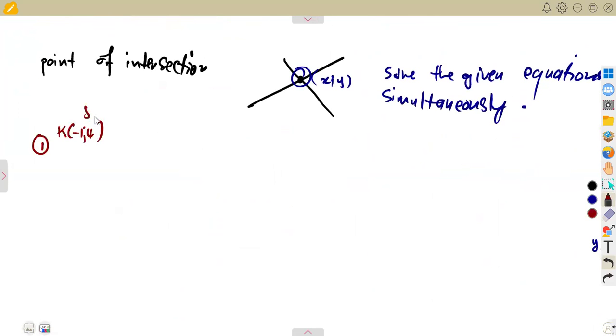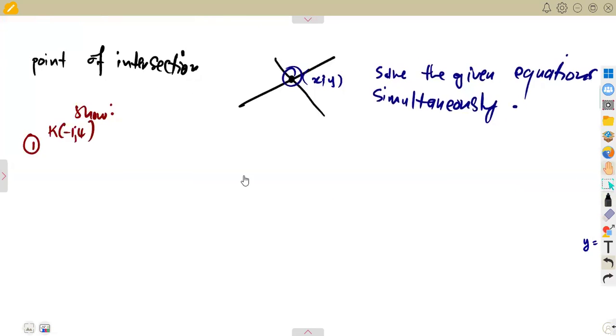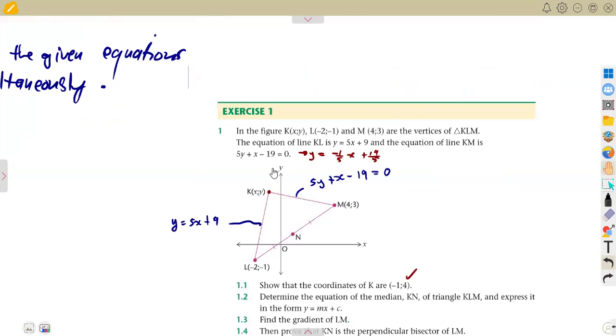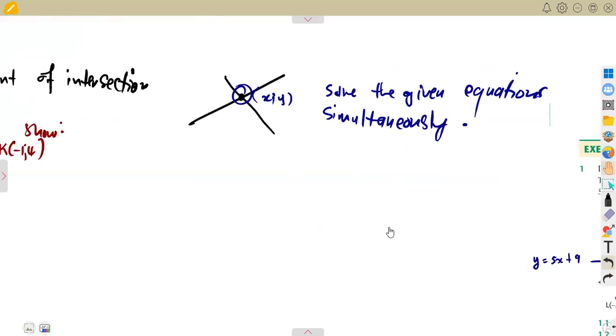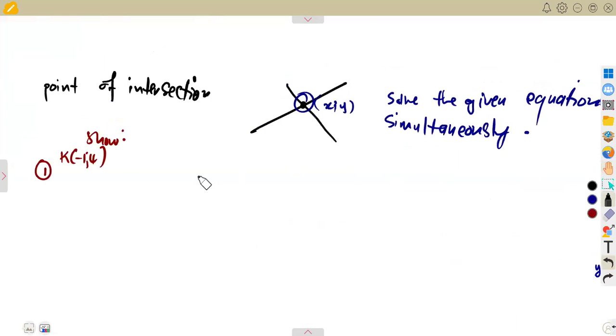So this is our point K that we need to show this. So how can we show this? Remember, we are given the two equations there, the equation of this line and also the other line, KM. So we can solve these simultaneously. We have the equations of the given lines. So like I said, you can solve them simultaneously.